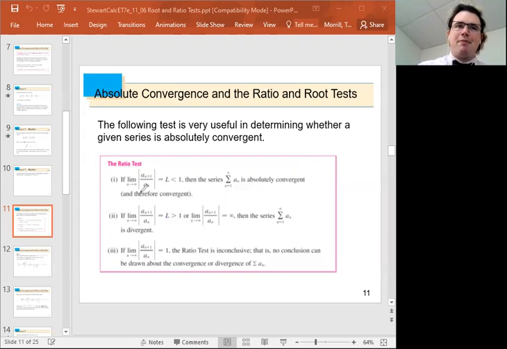So in the ratio test, if the limit of the ratio of consecutive terms in the series in absolute value is greater than 1, or even worse, if it goes to infinity, then the series is divergent. So this can tell us if a series is absolutely convergent, or it can tell us if a series is divergent. If the limit of this ratio of consecutive terms is equal to 1, though, the ratio test is inconclusive. Not enough information. We cannot say whether or not the original series converges, and we'll need to use a different test.